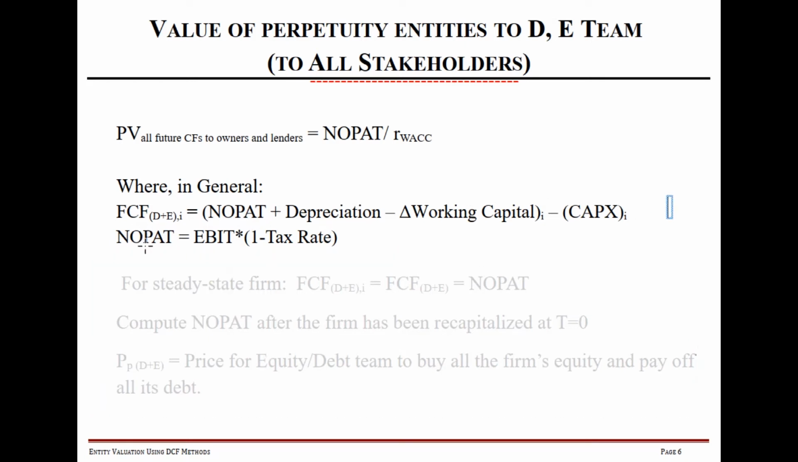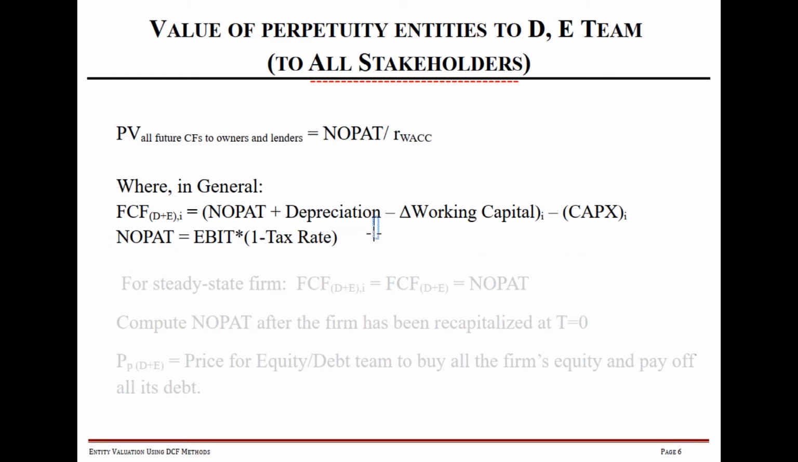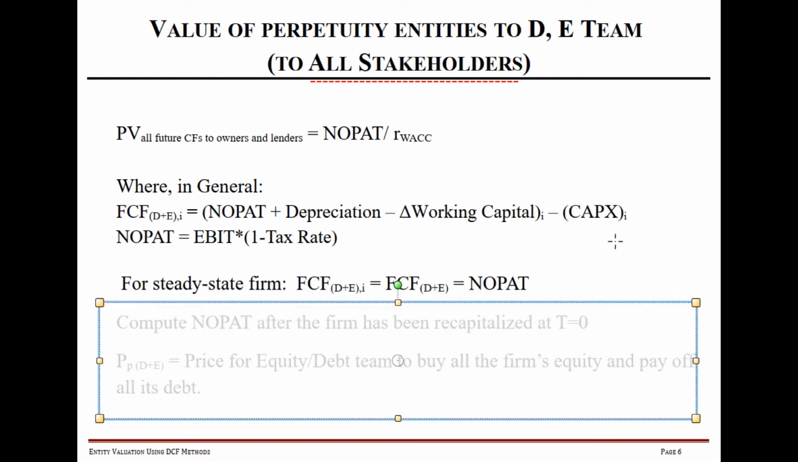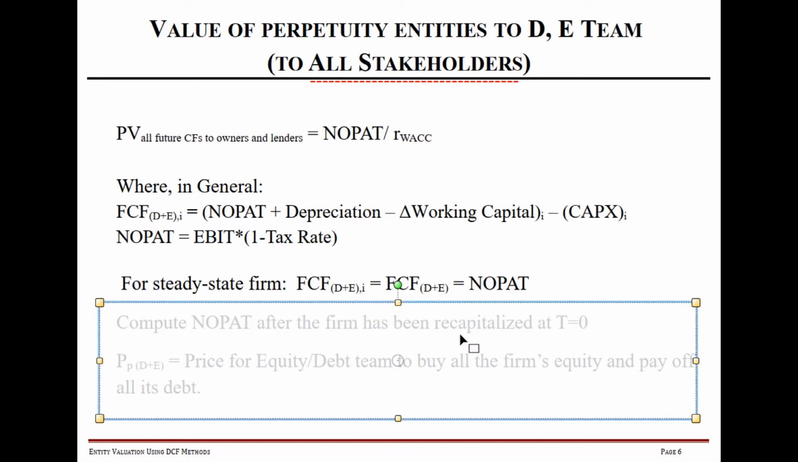And one other thing that's good to remember here is that NOPAT is equal to EBIT times 1 minus the tax rate. So on something like a final exam, I might not give you NOPAT, but I would give you EBIT and the tax rate, and it would be good to know how to compute NOPAT from those two things. And again here for our steady state firm, when all these other terms drop out, our free cash flow available to all stakeholders in any given year is constant, and it's equal to NOPAT.